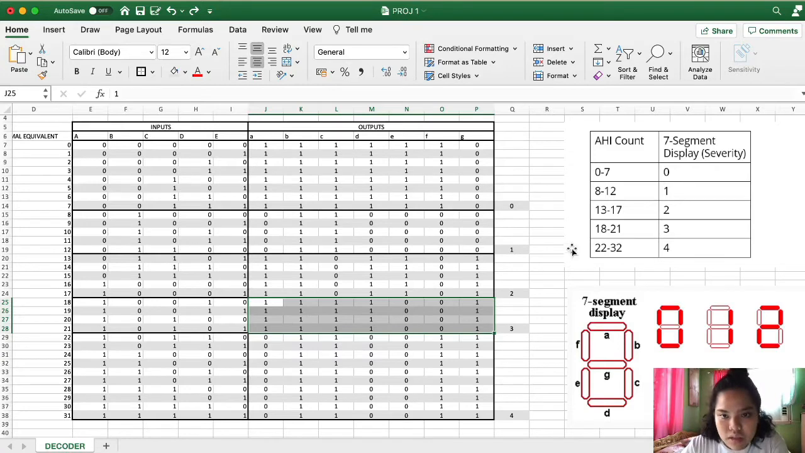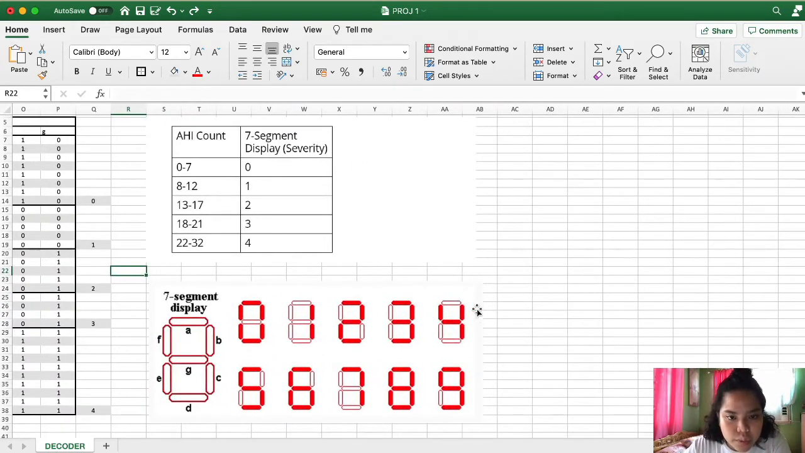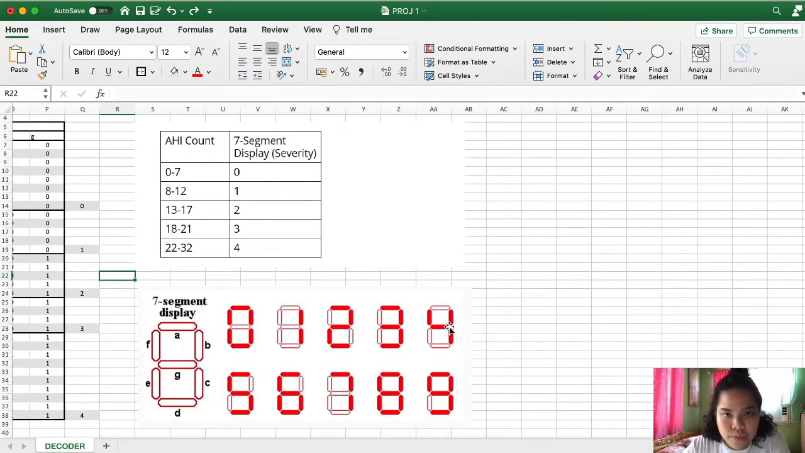Then lastly, for AHI count 22 to 32, if it falls in this range, we would want the 7 segment display to output 4 or decimal number 4. Then looking at our 7 segment display, if we would want it to mimic the decimal number 4, the only segments that are on are B, C, F, and G. So if we would want them to be lit, they should be at 1.